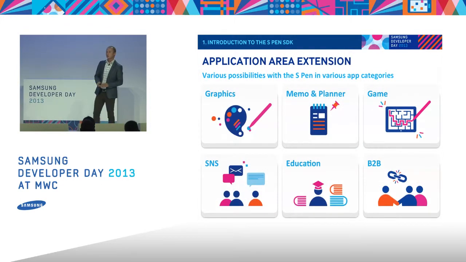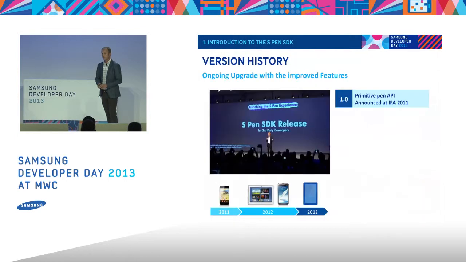Now, let's talk about the types of applications that we can develop when we take advantage of the Pen. The first thing that comes to mind is probably graphics, memo, and planner applications. To go a little bit further, you can also think about games that use precise coordinates of gestures, SNS applications that let you share content that you draw with the Pen, note-taking, educational applications, and business-to-business applications.